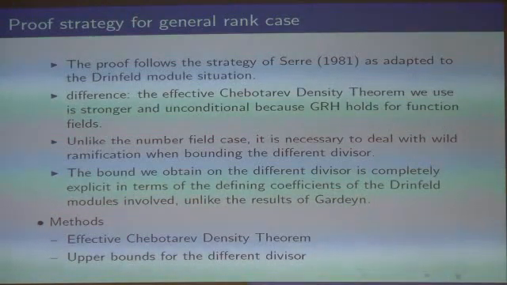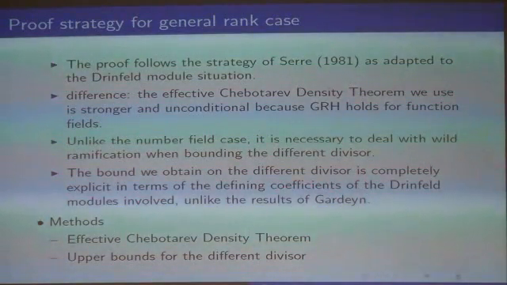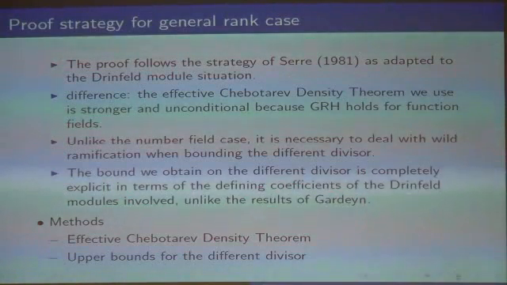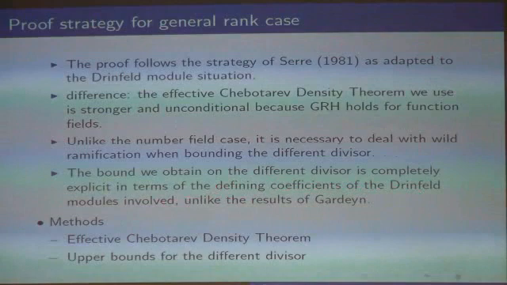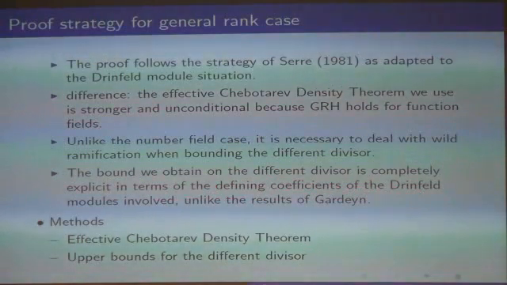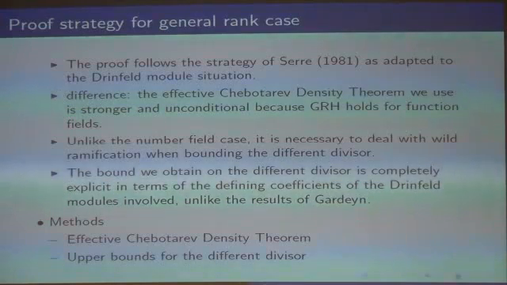Okay, and also, I'll tell you about the comparison between Gardeyn's work and our work. What we try to do is, by using the defining coefficients, make all the terms very explicit for the bound of the different divisor. That was our attempt. Okay, so let me explain these methods. What was the result for this?